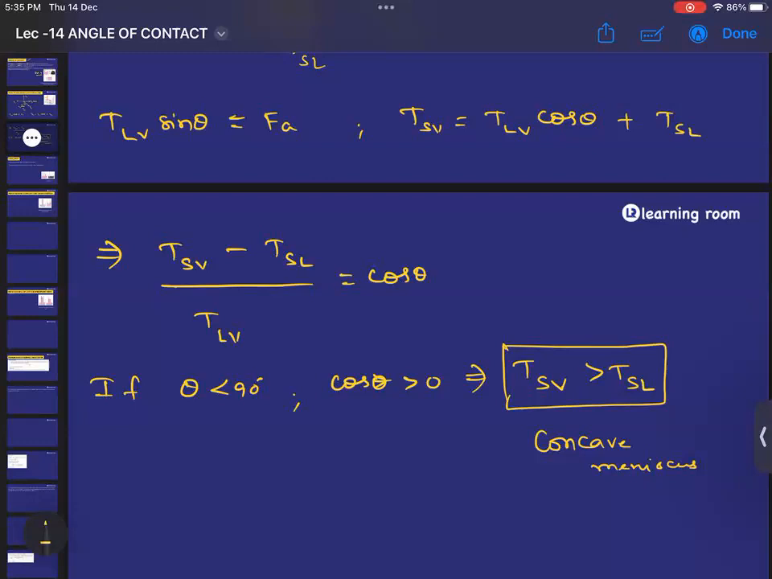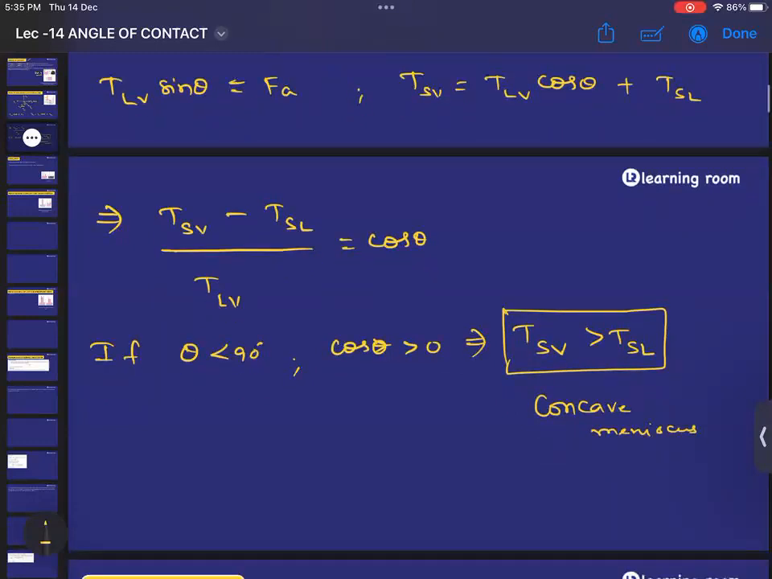Make sense? Now you tell me, if theta is greater than 90 degrees, what will happen to cos theta? Cos theta will be less than 0, which implies the TSV concave is inward bent. Yes, TSV is less than TSL. And what kind of a meniscus will you get?